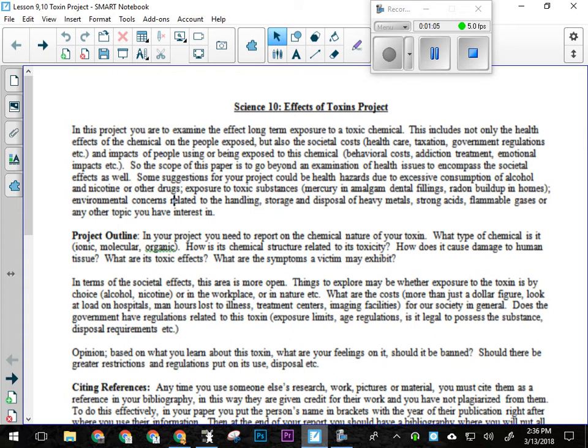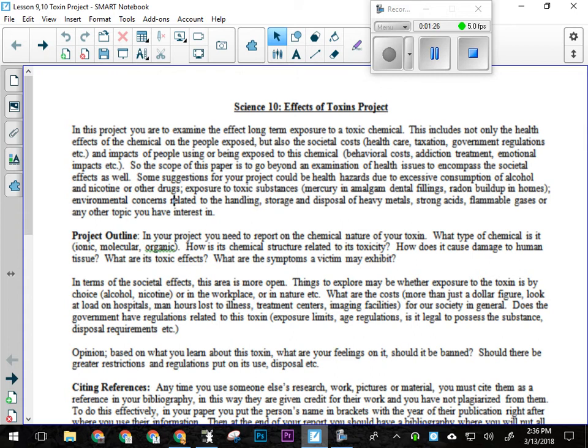What kind of chemical is it? Is it ionic? Is it molecular, acidic, basic? All those kinds of chemical things about that toxin, and how it affects the human body. What does it do to the person? All of that kind of stuff, all the technical, sciencey stuff. That's the first half.